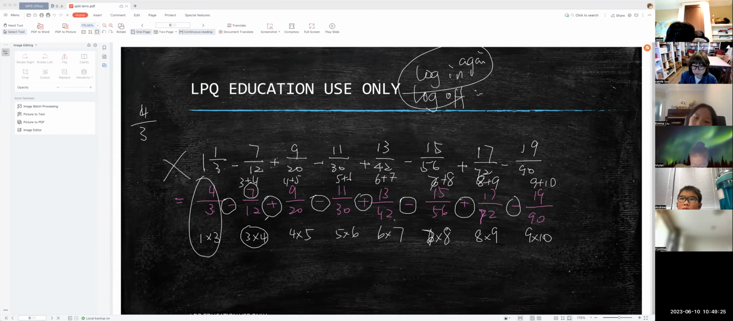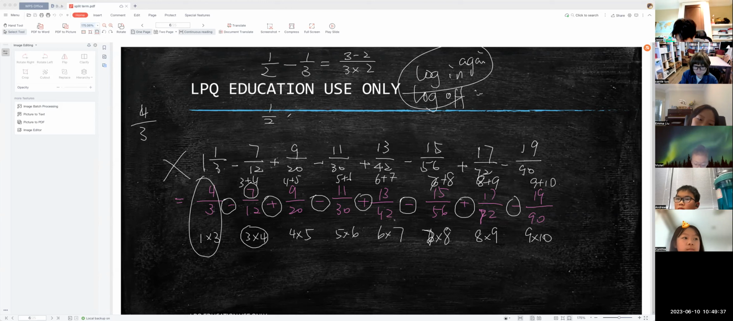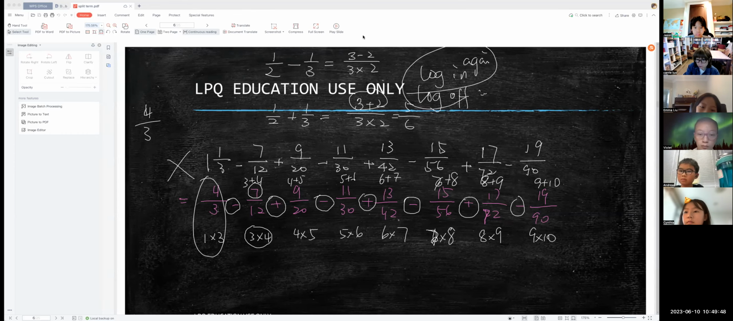Okay, so now everybody, we have learned that 1 over 2 minus 1 over 3 equals (3 minus 2) over (3 times 2), right? But if you do 1 over 2 plus 1 over 3, it equals (3 plus 2) over (3 times 2) equals 5 over 6. Get it, everybody? When you minus two fractions, you minus them. And when you plus them, it's 3 plus 2. Get it, Cynthia?